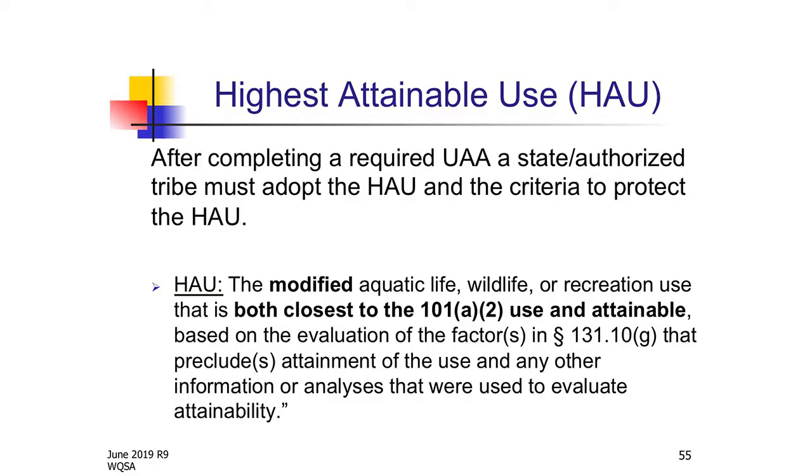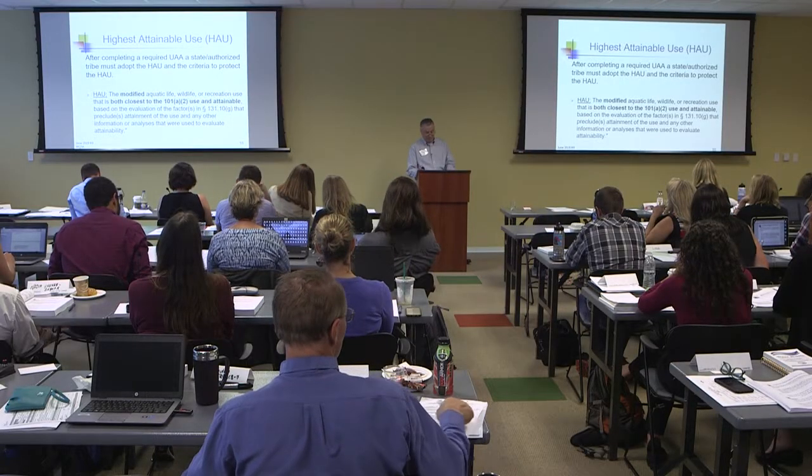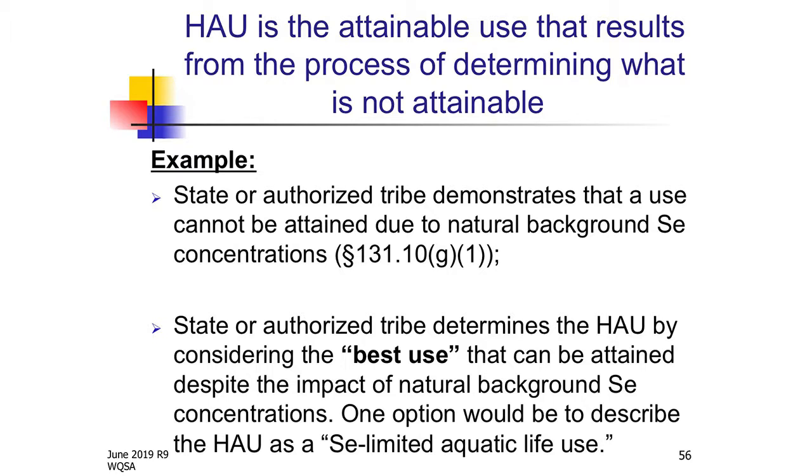So once the use is deemed unattainable, the regs require that the highest attainable use be adopted. Highest attainable use helps to strive to restore and maintain the physical, chemical, and biological integrity of the waters. But this is only required for 101(a)(2) uses. The highest attainable use is the best you can do that is still attainable. Highest attainable use is the attainable use that results from the process of determining what is not attainable.